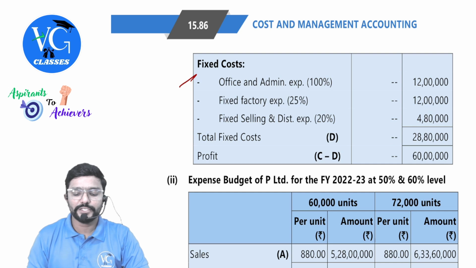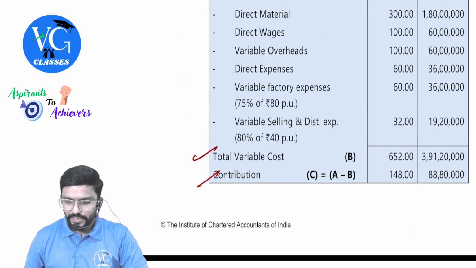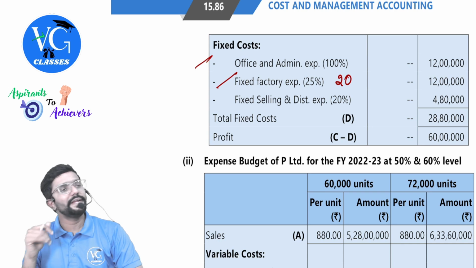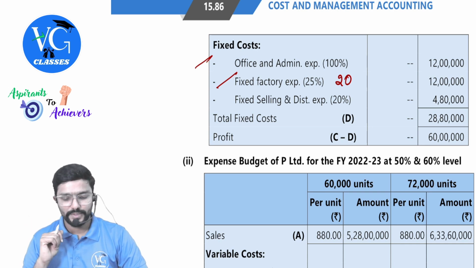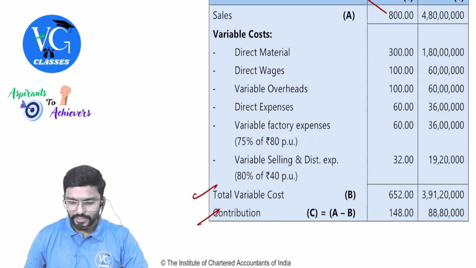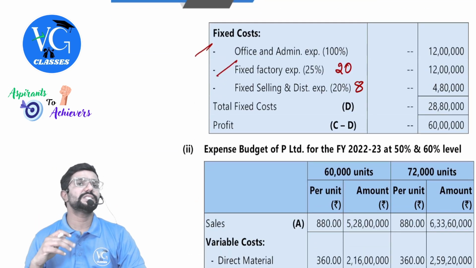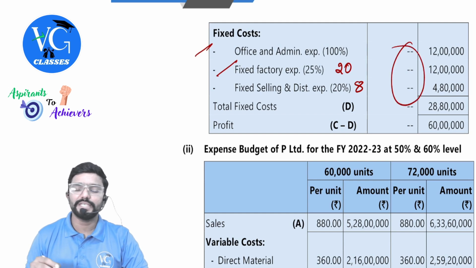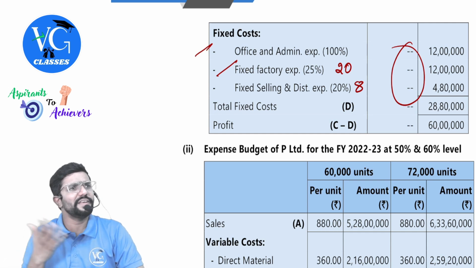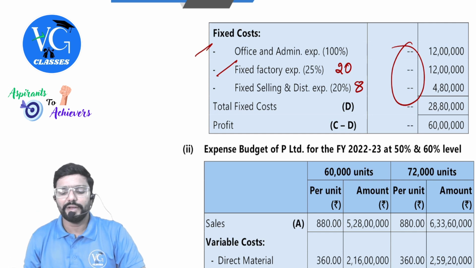Same way, fixed factory expenses. Here it is 60, of which the fixed part is 20. 20 into again 60,000. Then fixed selling and distribution expenses is 32 here, that means 8 here. 8 into 60,000. Sir, why have we not presented anything in the unit column? Because it will not be fixed cost. Still, for this question, can I present it? Yes, that's okay. No problem. You will write 2028.